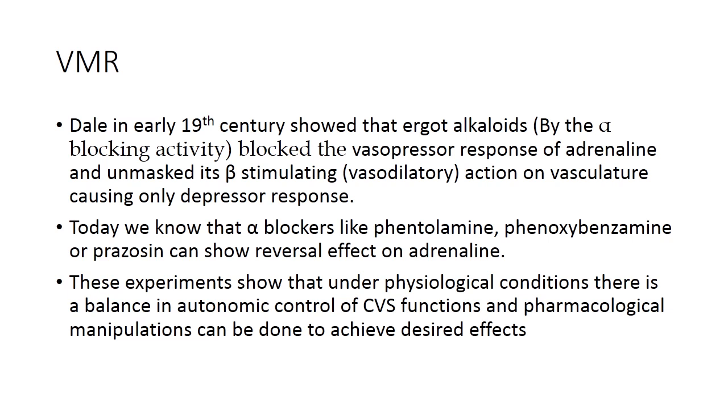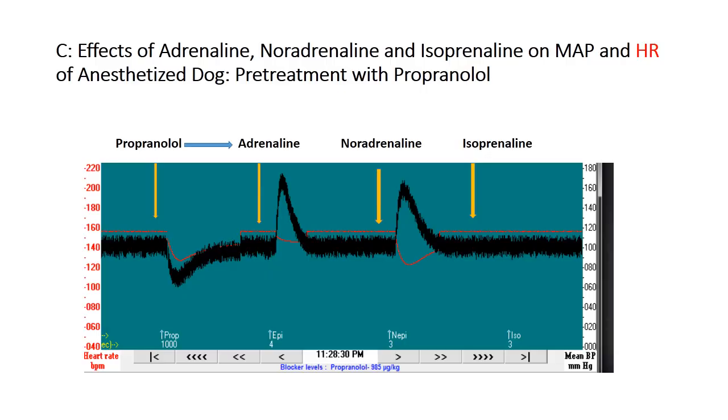In fact, these early experiments have paved the way for development of autonomic drugs, and we have also understood that under physiological conditions there is a delicate balance in the autonomic control of cardiovascular function and maintenance of blood pressure, and pharmacological manipulations can be done to achieve desired effects. Today we have alpha 1 blockers, beta 1 blockers, and alpha 2 agonists, and all these have come up after these landmark developments by researchers and pharmacologists.